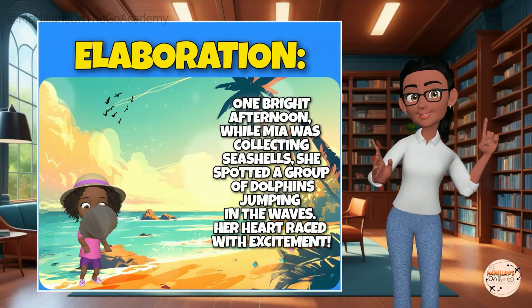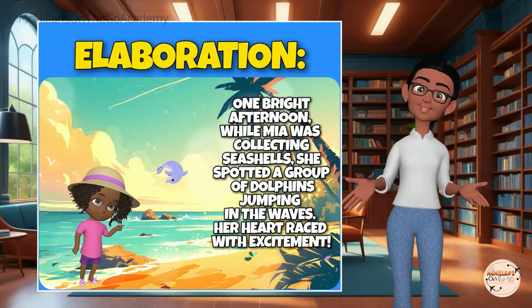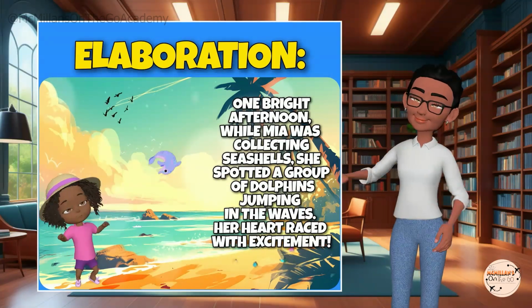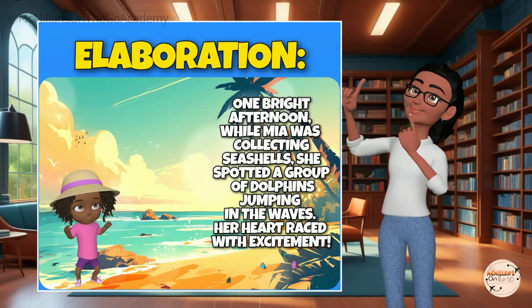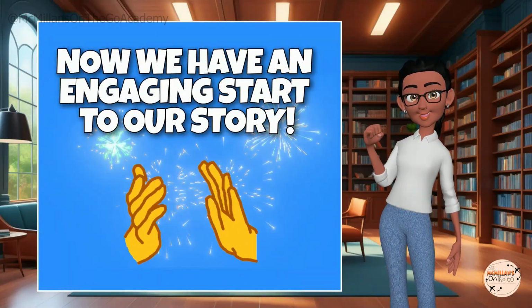Elaboration. One bright afternoon, while Mia was collecting seashells, she spotted a group of dolphins jumping in the waves. Her heart raced with excitement. Now we have an engaging start to our story.